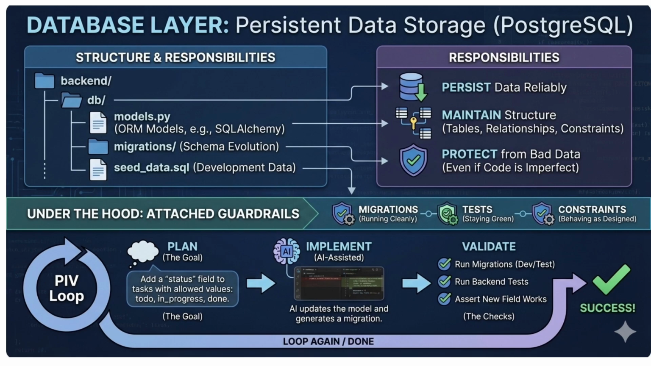Maybe some seed data for development. Sometimes you'll run a DB-focused PIV. The plan: add a status field to tasks with allowed values: to do, in progress, done. Implement: ask the AI to update the model and generate a migration. Validate: run migrations in dev and test, run backend tests, and maybe add one more test that asserts the new field works as expected. Here, the guardrails are: migrations running cleanly, tests staying green, constraints behaving as designed.